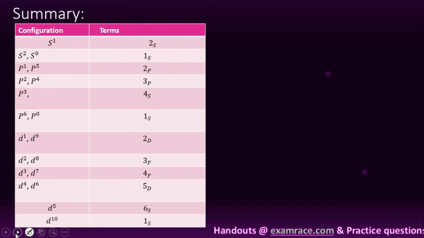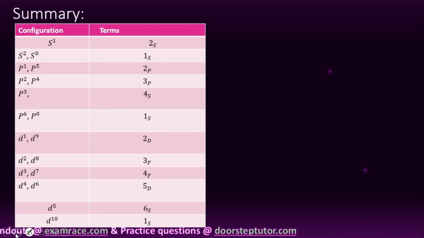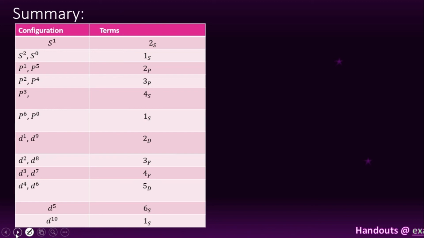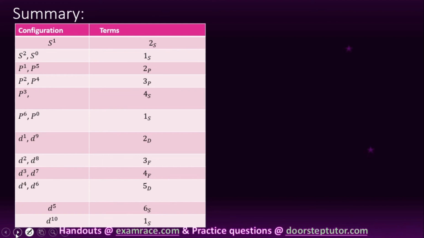Next we will move to the summary of the topic. The summary of what we have already discussed is: s1 is 2S, s2 and s0 are 1S; p1 and p5 are 2P; p2 and p4 are 3P; p3 is 4S; p6 and p0 are 1S; d1 and d9 are 2D; d2 and d8 are 3F; d3 and d7 are 4F; d4 and d6 are 5D; d5 is 6S; and d10 is 1S. This is the summary of the topic.